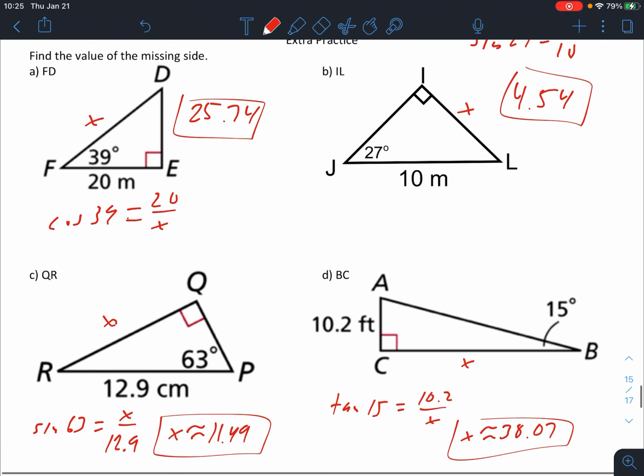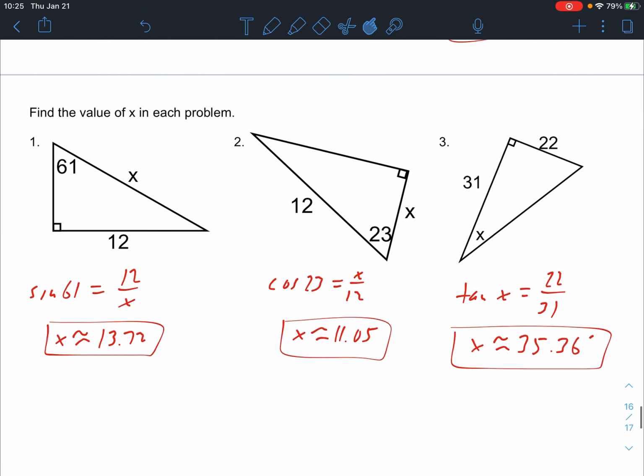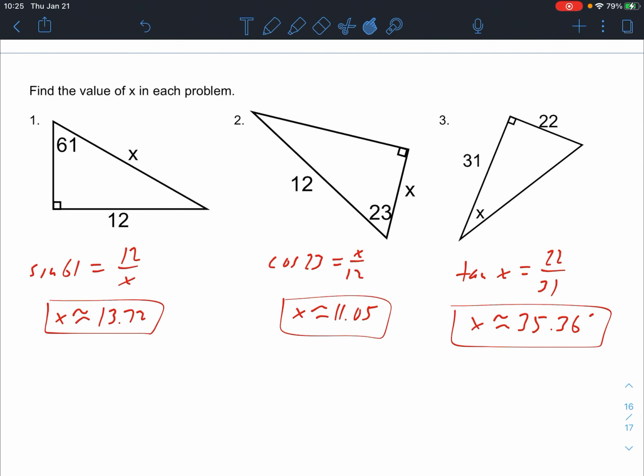Okay, you can see the answers for the first 4 here. Pause the video if you need to take a longer look at it. And the answers to the last 3. And that will do it for our lesson on 7-2 right triangle trigonometry.